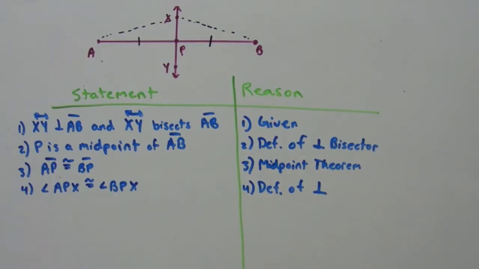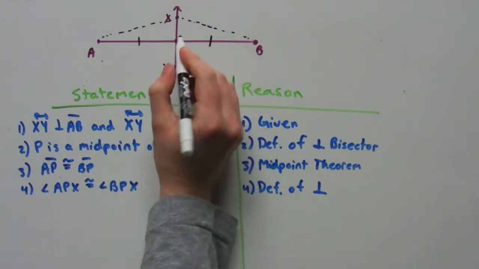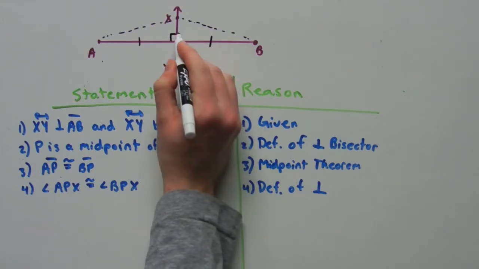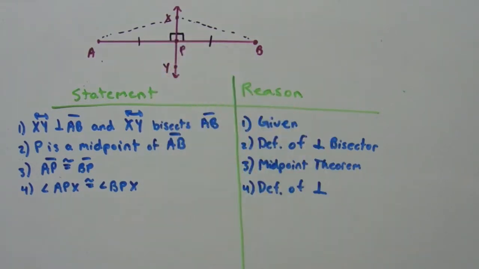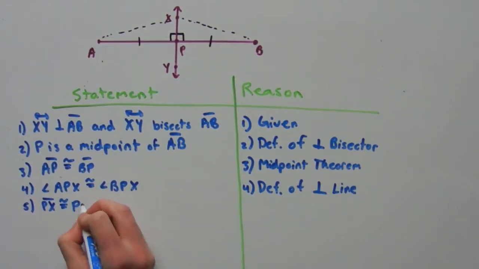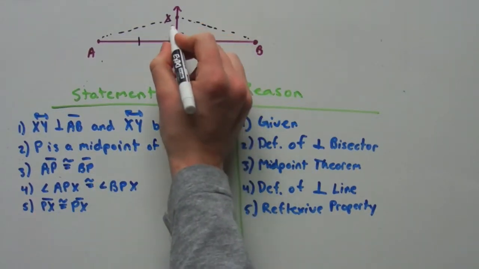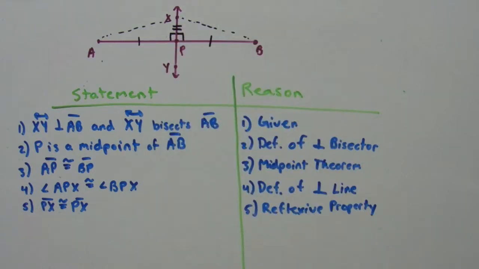And we know, since XY is perpendicular to AB, that this angle APX and this angle BPX are both 90 degrees and therefore are congruent. And that's because of the definition of a perpendicular line. Now we can say that this segment PX is congruent to the segment PX. And that's by the reflexive property of congruent segments.